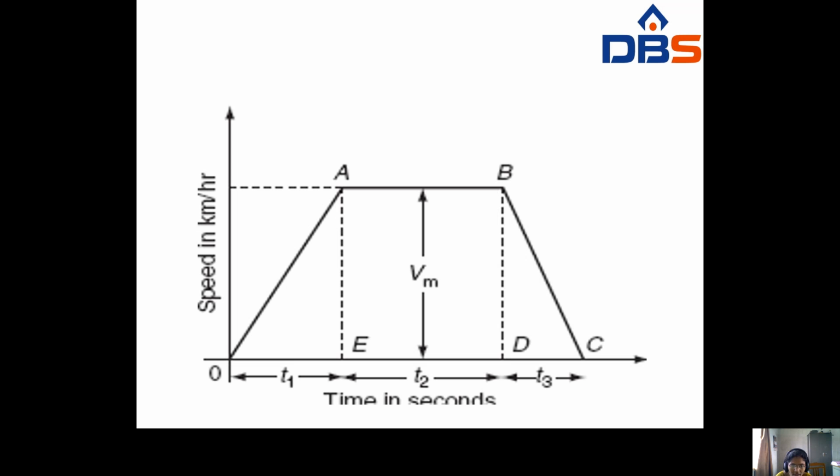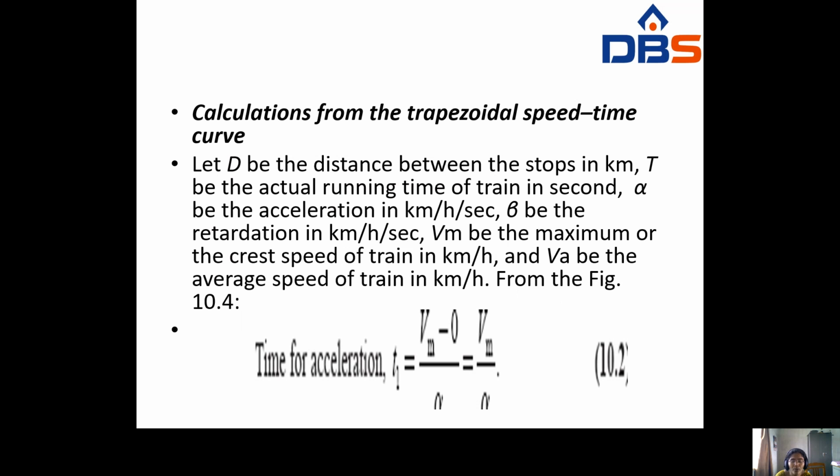Okay, this is the maximum speed, the maximum speed traveled by the train. Next, you have to see the calculations from the trapezoidal speed-time curve.